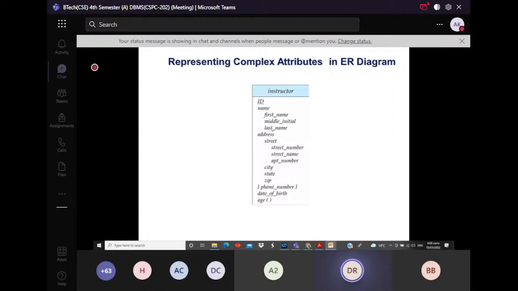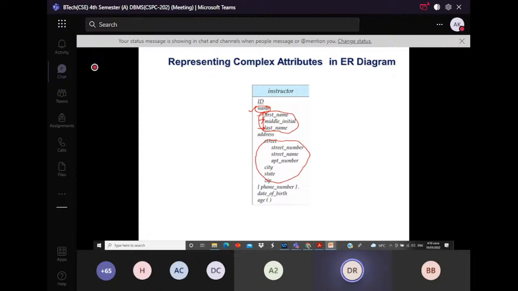So how to represent composite attributes in the ER diagram? You can see here name. Name is an attribute and it is further divided into three subparts. Whenever you want to represent a composite attribute in the ER diagram, just by tabbing some space, that means name now consists of these three subparts. Address will consist of these three parts with some indentation. You will represent these different types of composite attributes.